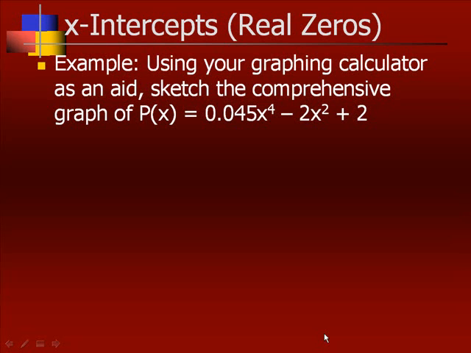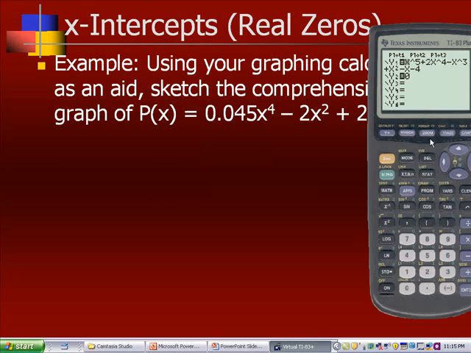For example, use your graphing calculator to sketch the comprehensive graph of p of x equals 0.045 x to the fourth minus 2x squared plus 2. So we're going to go to y equals, and we are going to enter 0.045 x to the power of 4 minus 2x squared plus 2. Let's go back to Zoom 6.